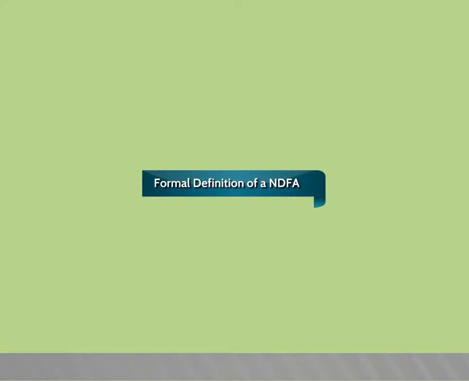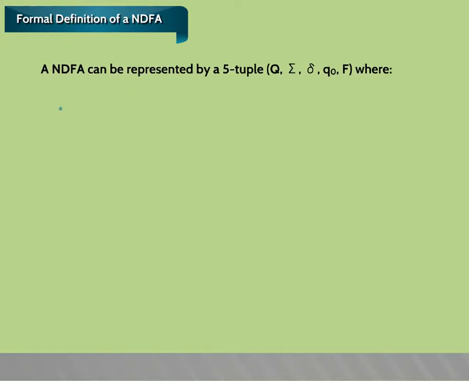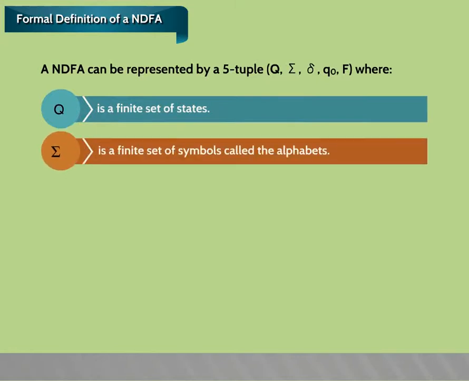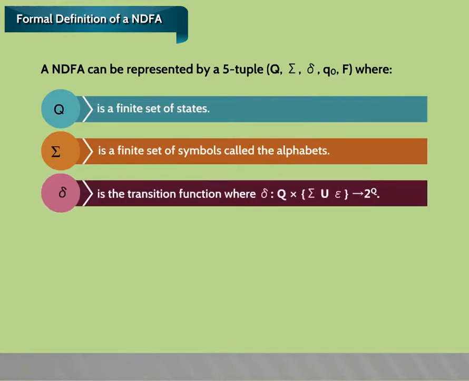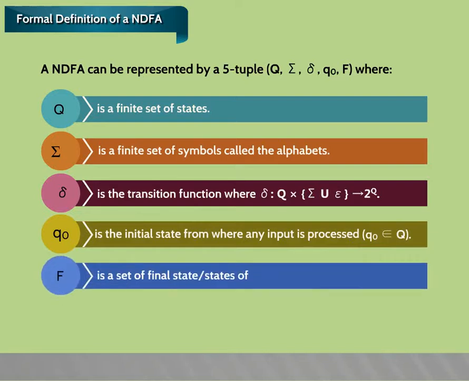Formal definition of a NDFA. A NDFA can be represented by a 5 tuple, that is Q, Σ, δ, Q0, F, where Q is a finite set of states. Σ is a finite set of symbols called the alphabets. δ is the transition function where δ: Q × (Σ ∪ ε) → 2^Q. Q0 is the initial state from where any input is processed, that is Q0 belongs to Q. F is a set of final state or states of Q, that is F is a subset of Q.